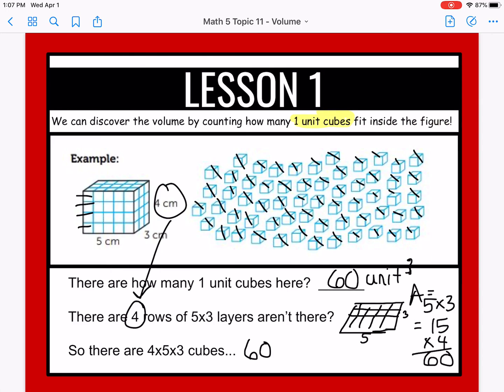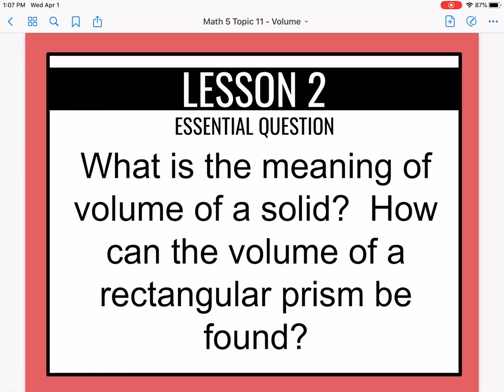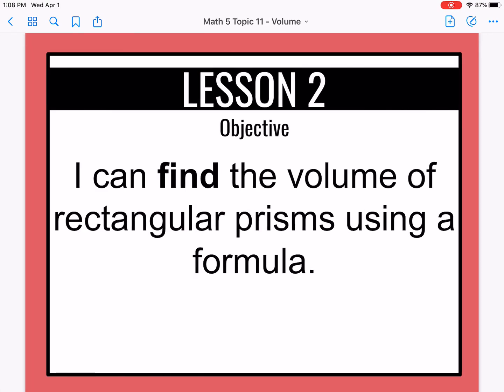We counted up the little blocks, okay? So today, we are going to look at a formula. So again, what is the meaning of a volume of a solid? Volume means we are filling it up. So think of those tissue boxes and let's fill them up today. Today we're going to find the volume of a rectangular prism using a formula.